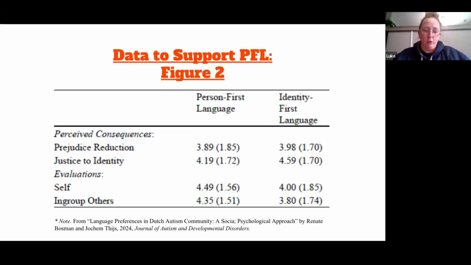And this goes back to Bozeman and T's study, where it shows the perceived consequences between person first language and identity first language. And you can see that identity first language is a little higher, but they're kind of equal in agreement as to which would be better. And then the evaluation that was self-directed and others directed, you can see that there's a difference, where person first language is the most preferred or desirable statement rather than identity first language. We can go to the next one.